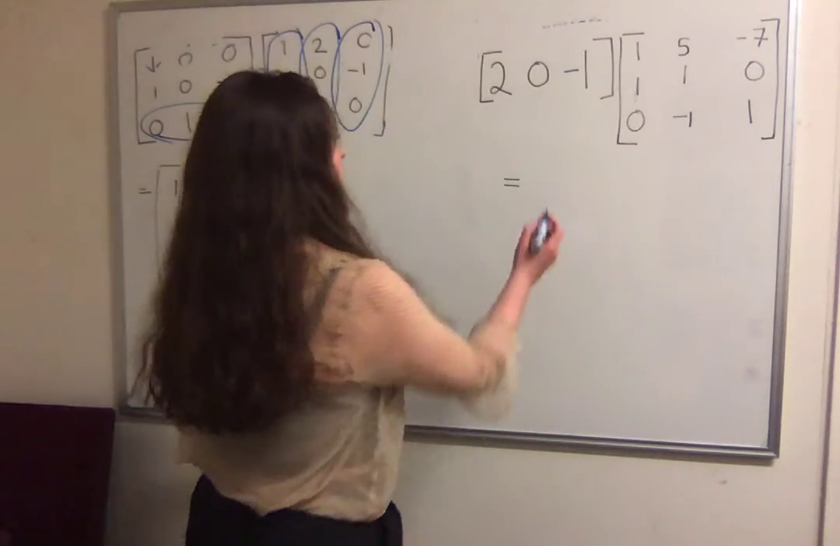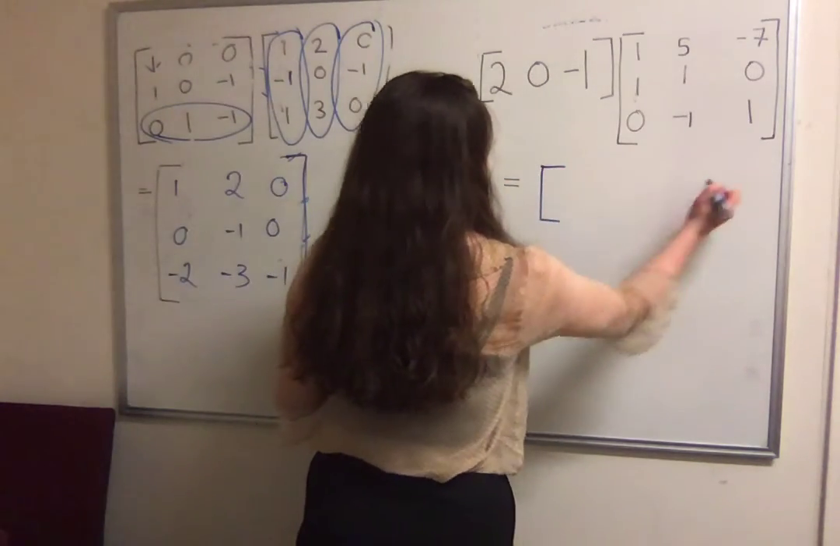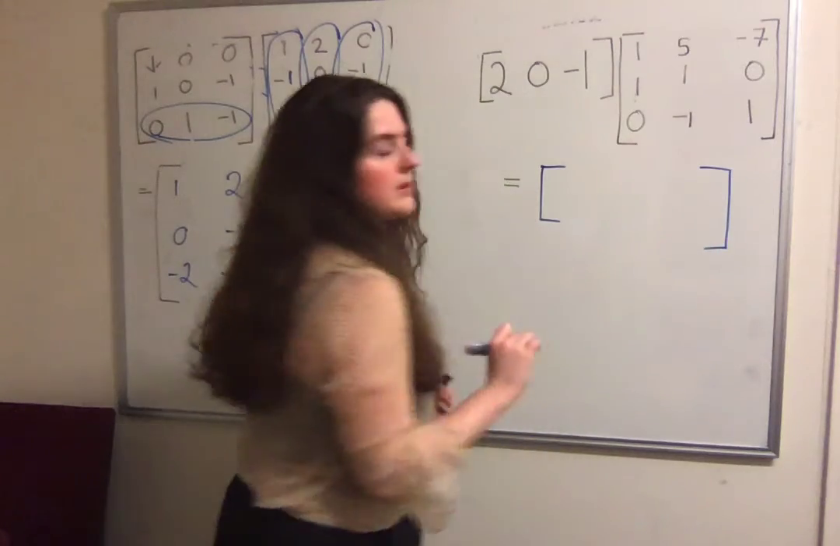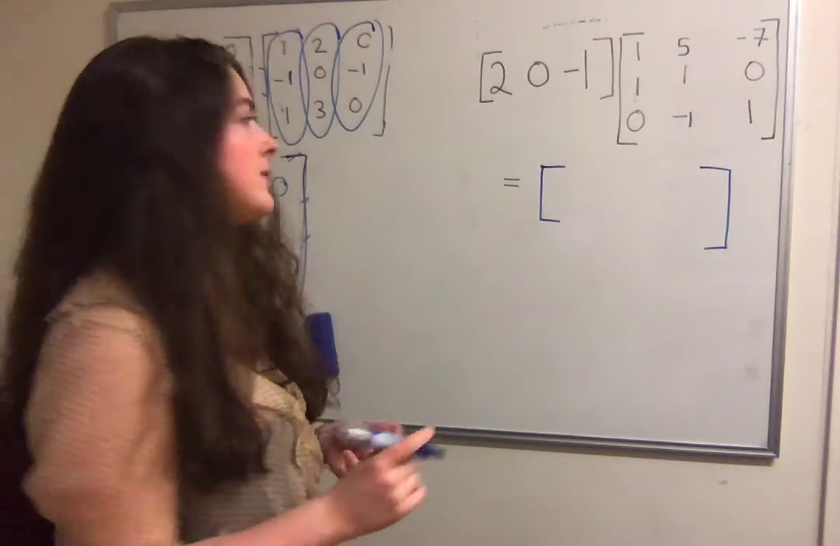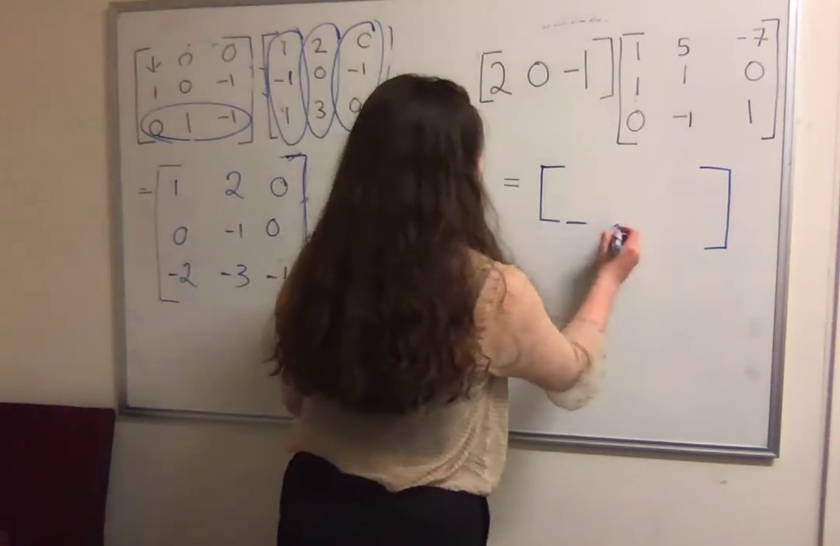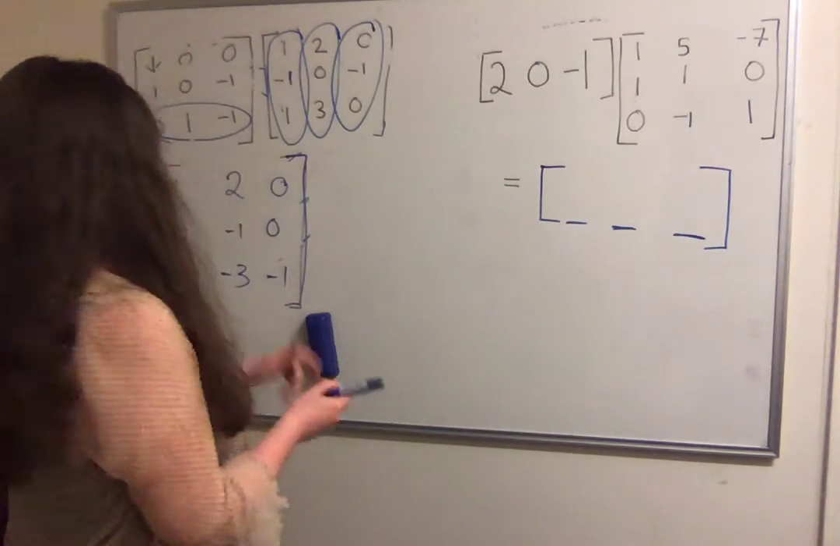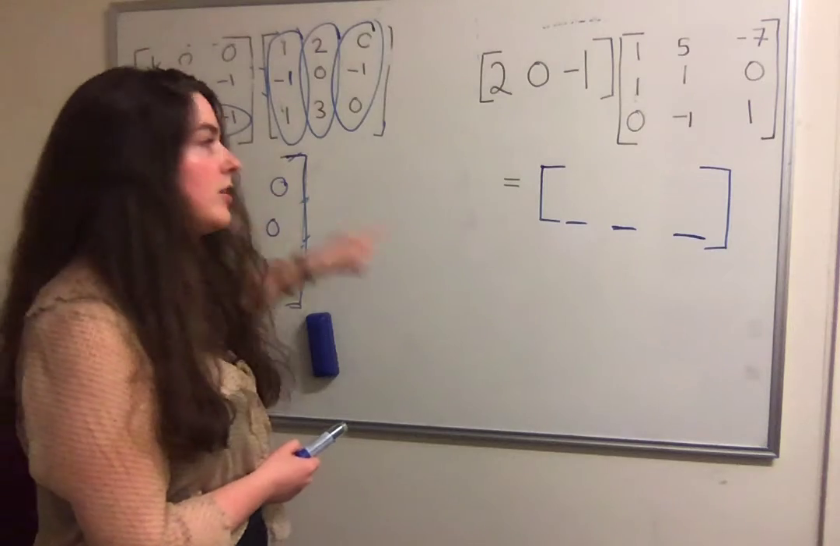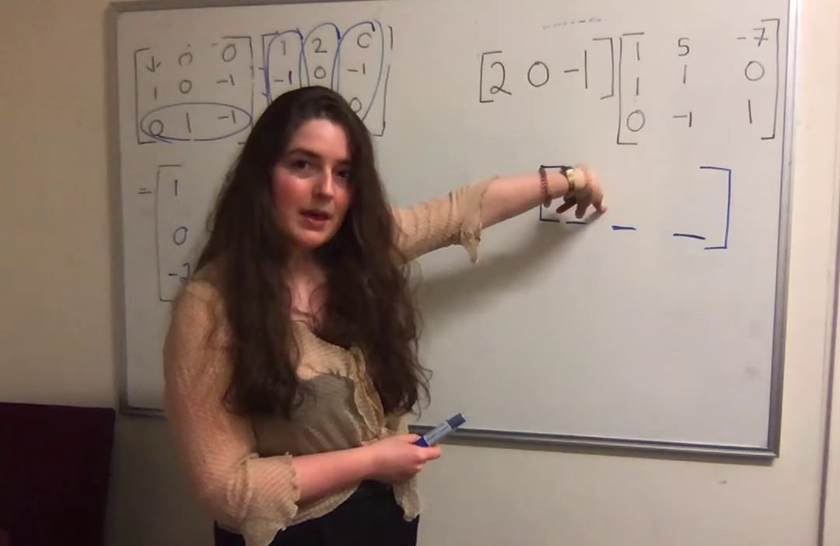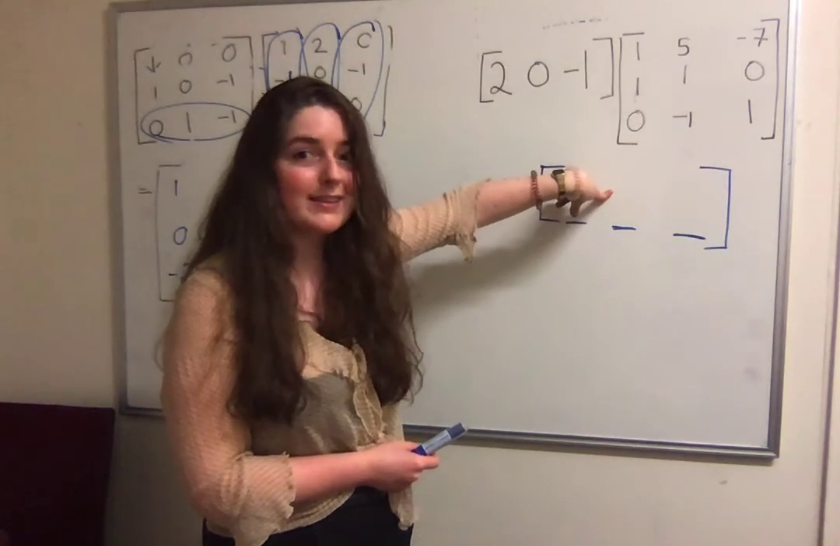And the result of that is going to be something that looks like that. So this is going to have 3 entries in it. Feels a bit like Hangman. So it's not like here where you have to find 9 entries. Here you just have to find 3 entries. But they're going to be determined in exactly the same way.